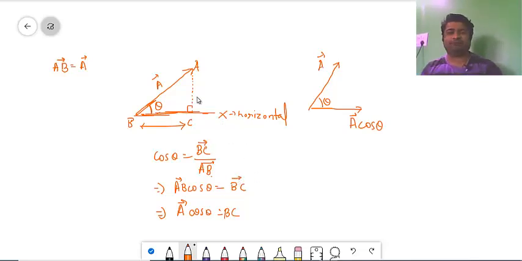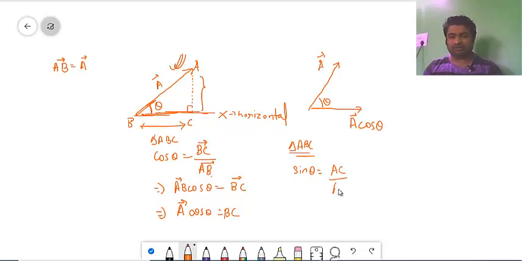Now similarly, if I calculate sin theta from this same triangle ABC, what will I get? Perpendicular by hypotenuse. In this case, what is the perpendicular? AC is the perpendicular. What is the hypotenuse? It's AB. So can I write AB sin theta equals AC, or A vector sin theta equals AC?